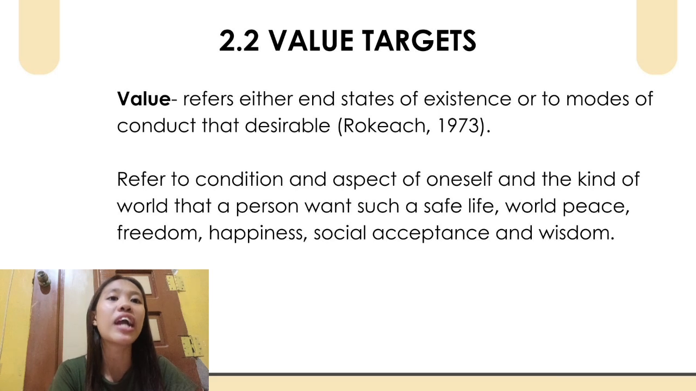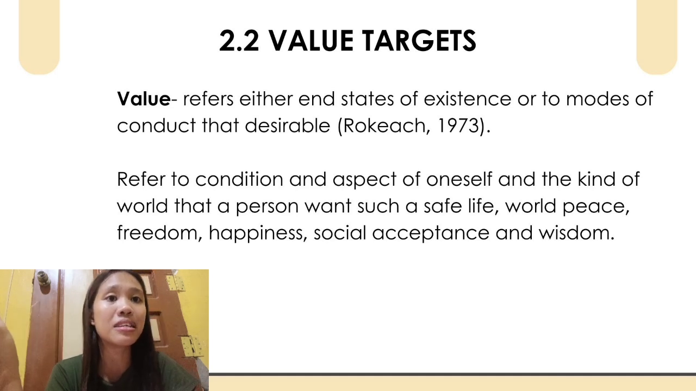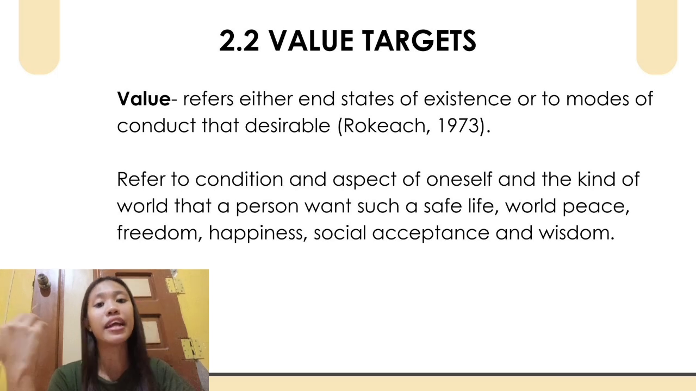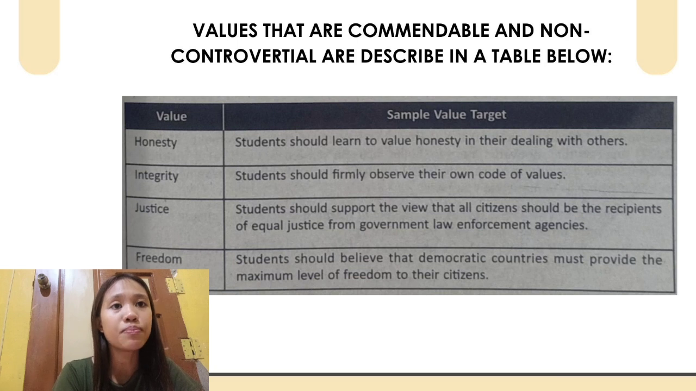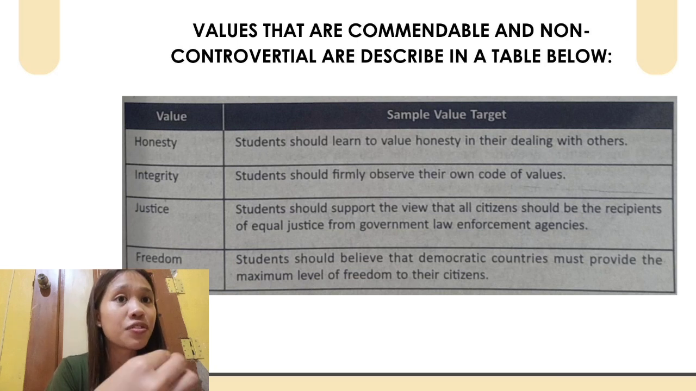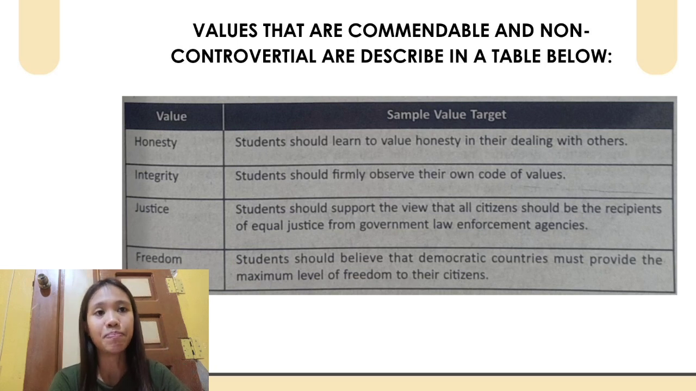Next, we have 2.2 value targets. Value refers either to end states of existence or to modes of conduct that are desirable. It refers to conditions and aspects of oneself and the kind of world that a person wants, such as a safe life, world peace, freedom, happiness, social acceptance, and wisdom. So values that are commendable and non-controversial are described in the table below. You can just read it by looking at the table.